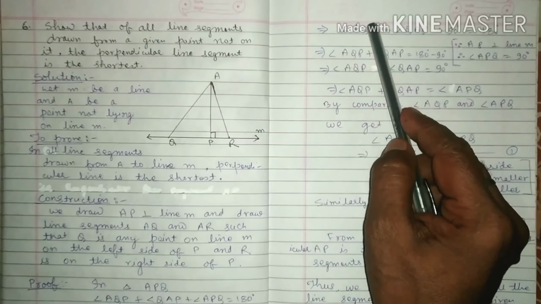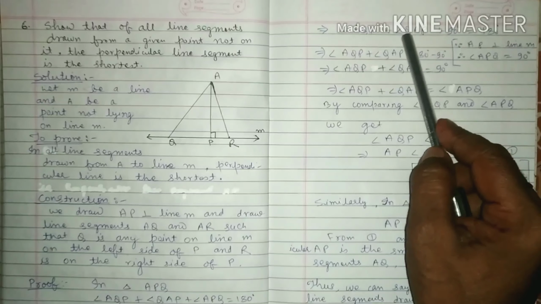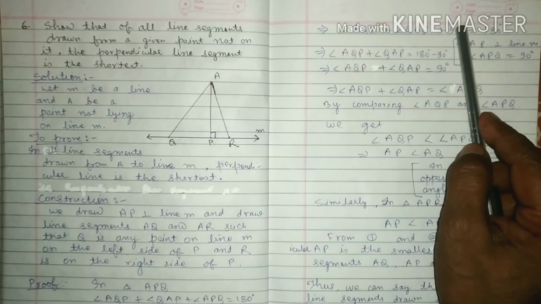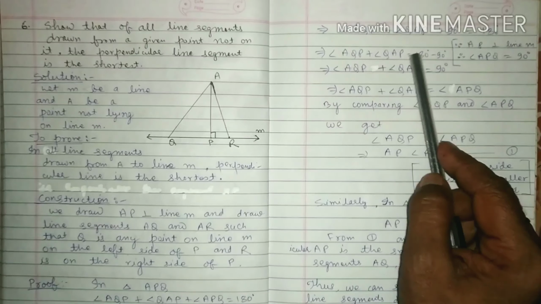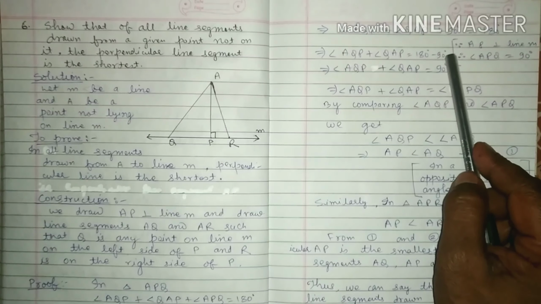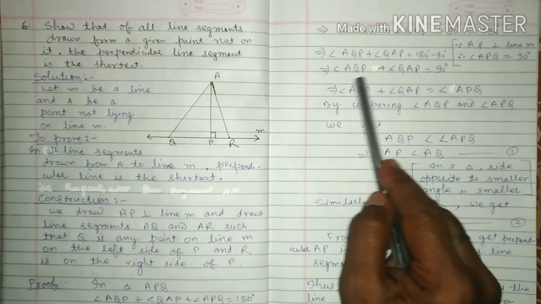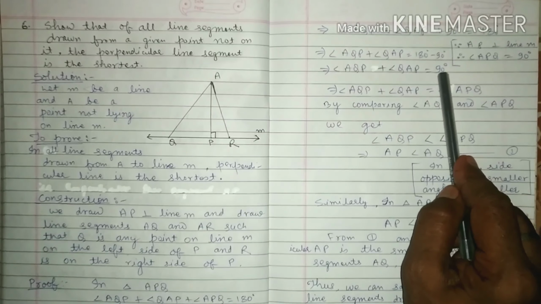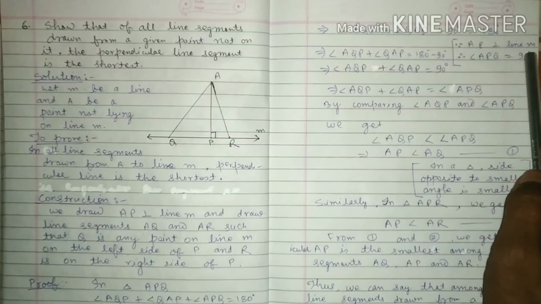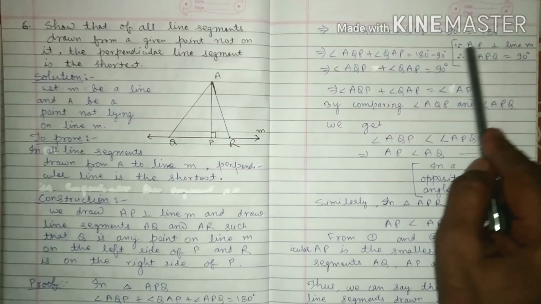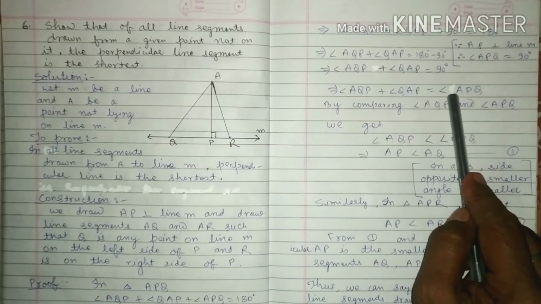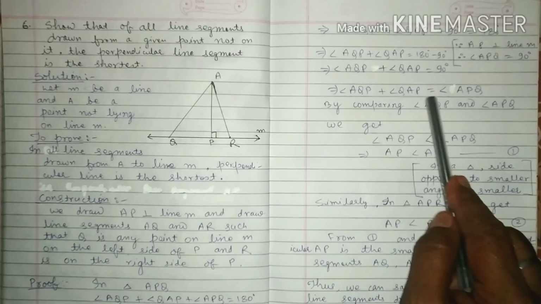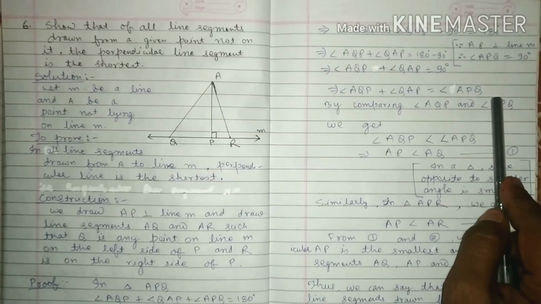So we write angle AQP plus angle QAP plus 90 degrees equals 180 degrees, and this equals 180 degrees minus 90. This implies that angle AQP plus angle QAP equals 90 degrees. Since 90 degrees is the angle APQ, we write here angle APQ. This implies that angle AQP plus angle QAP equals angle APQ.